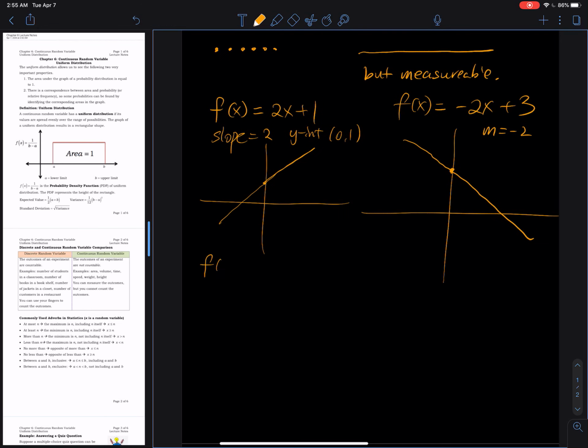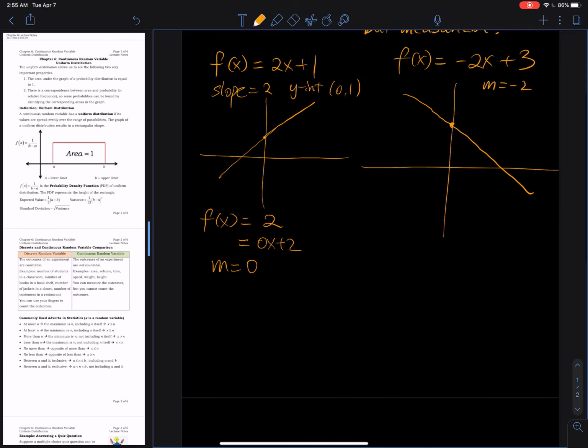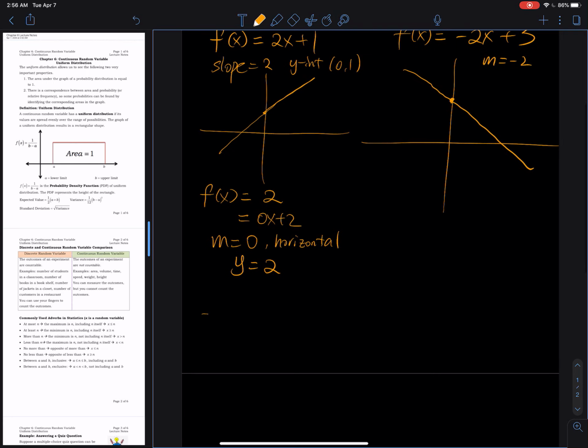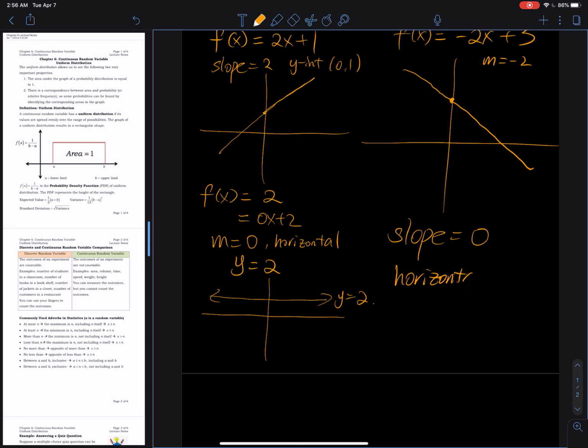What about f(x) = 2? What is the slope? It is 0x + 2, so the slope is equal to 0. When the slope is equal to 0, what does the line look like? The line is horizontal. That is the same thing as saying y is always equal to 2. So to give you a graph, y is always equal to 2. When the slope of a straight line is 0, we have a horizontal line.